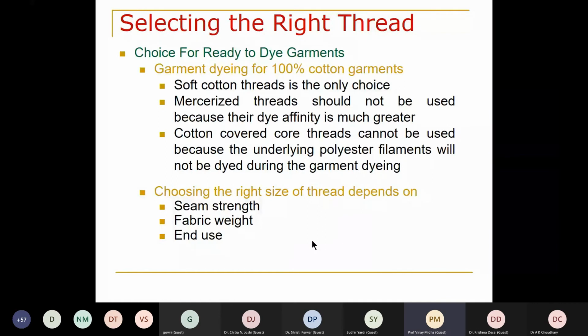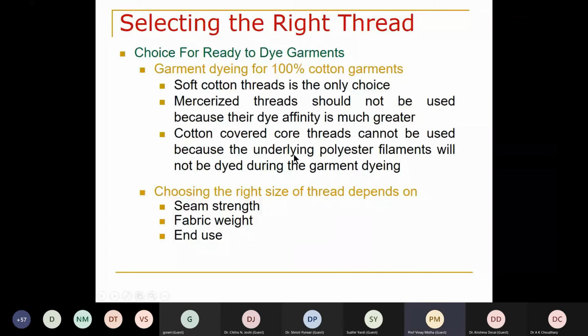Then for the choice for ready to dye garments, garment dyeing for 100% cotton garments, in that case soft cotton threads are the choice. Mercerized threads should not be used in this case because their dye affinity will be greater than the normal fabric and they will appear different. Then cotton covered core threads cannot be used here because the underlying polyester filaments will not be dyed properly during the garment dye process. So they can be used for other applications where dyed sewing thread is being used. But for ready to dye garments, the polyester will not get dyed.